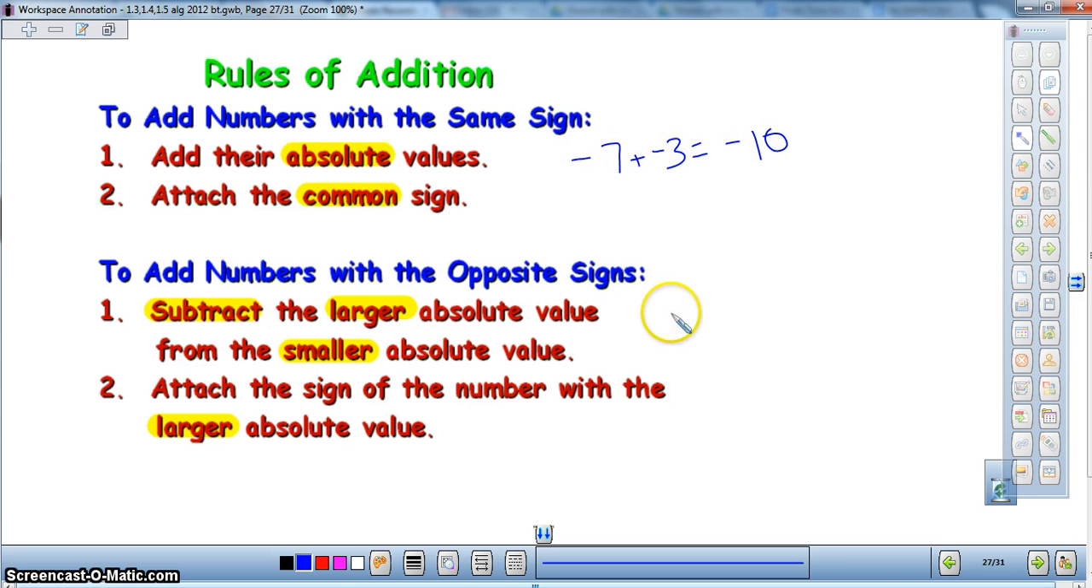But when the signs are opposite, we actually subtract the smaller absolute value from the larger. So -7 plus 3, we actually want to take 7 minus 3, which is 4, and keep the sign of the larger absolute value, which is negative. If we would have had 7 plus -10, we're going to actually subtract, as the rule says, and this time 10 is the larger absolute value, so we would have a -3 for our solution.